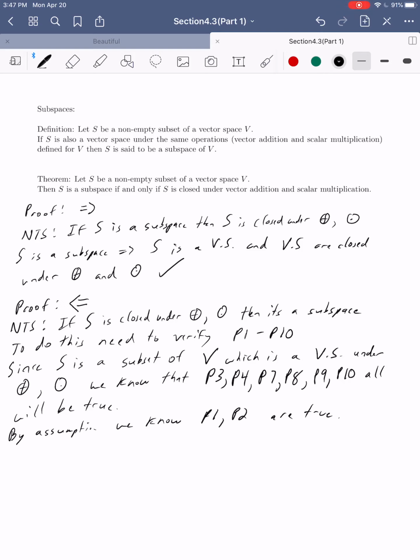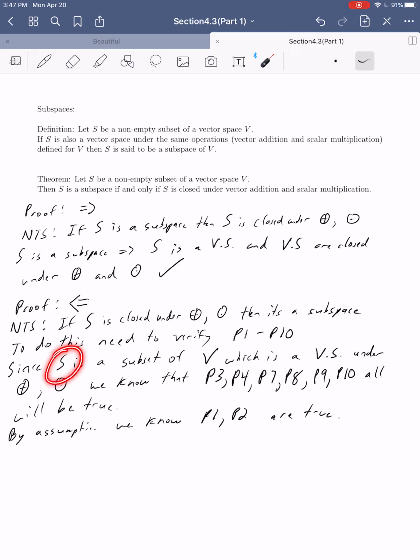Now you might ask yourself, why do we need to confirm those? Why can't we just say, well, we know the zero vector is in V, and we know that additive inverses are in V because V is a vector space? Well, that's true. We do know that the zero vector is in V, and we do know that additive inverses are in V. But we need to know, is the zero vector going to be in S, and are additive inverses for all elements in S going to be in S? Because remember, we're trying to show that S is a subspace. We know V is a vector space.